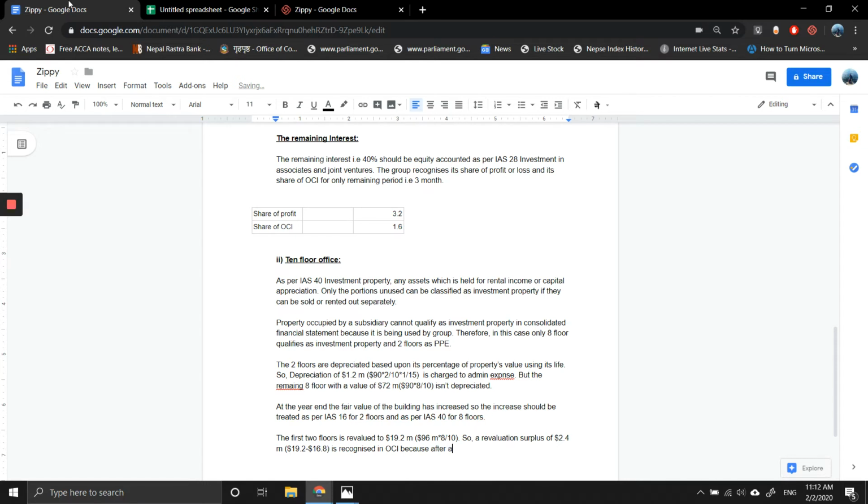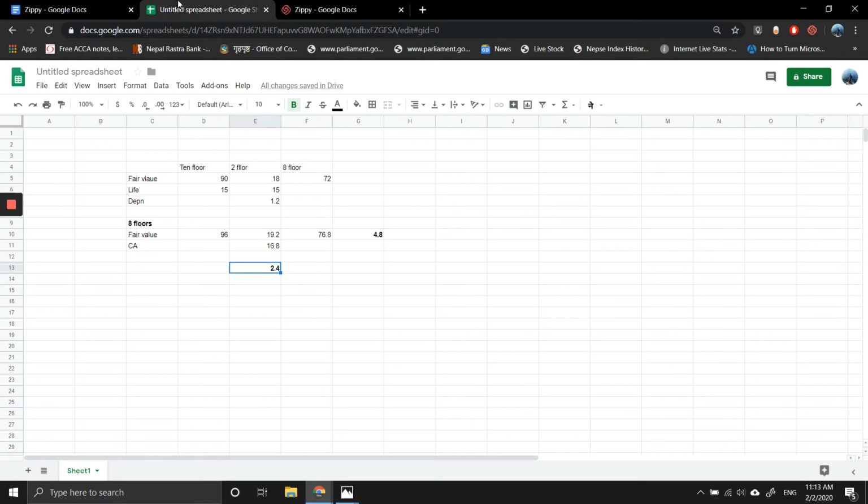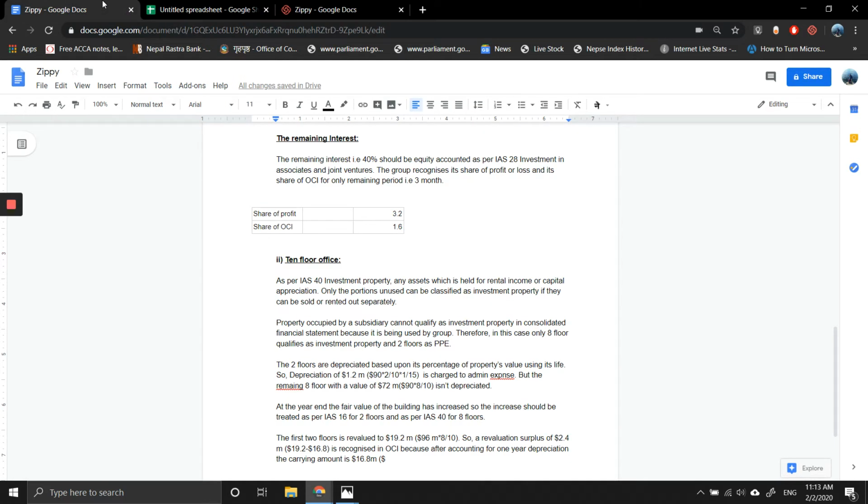Because after accounting for 1 year of depreciation, the carrying amount is 16.8 million, which is 18 minus 1.2.